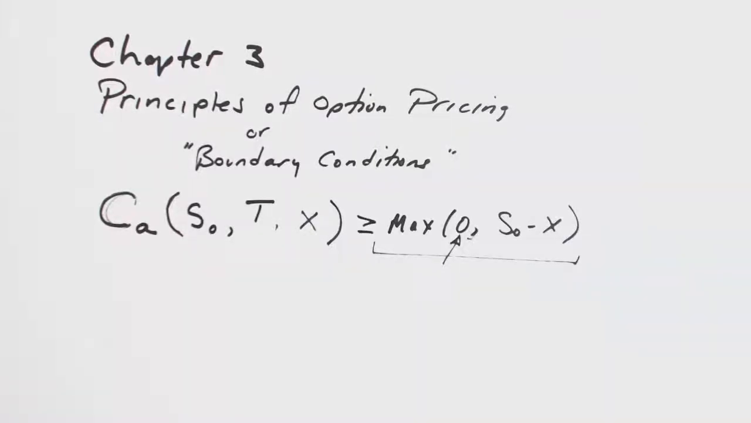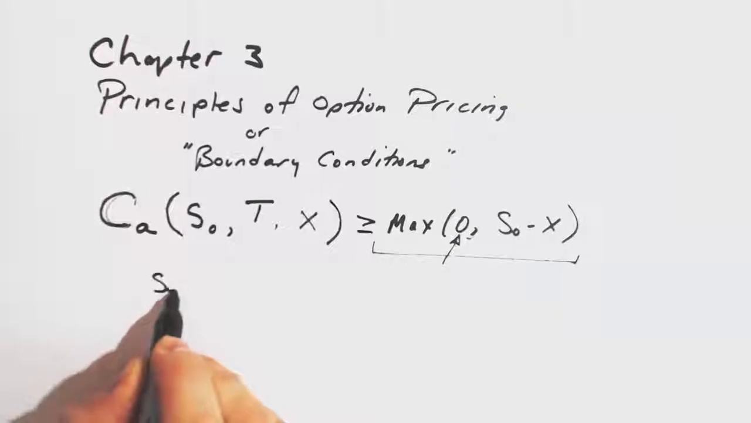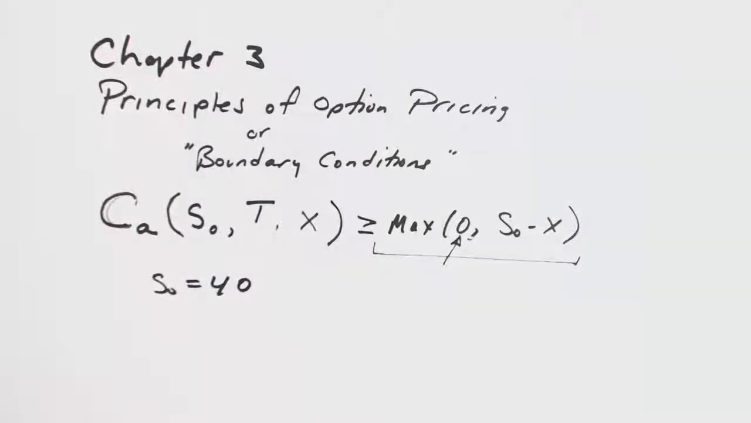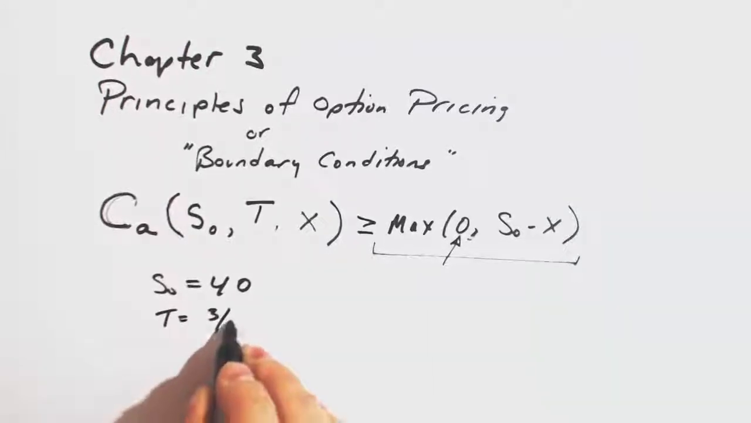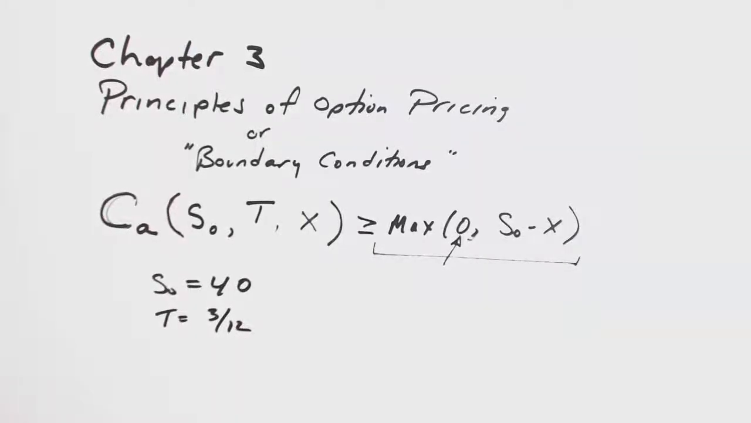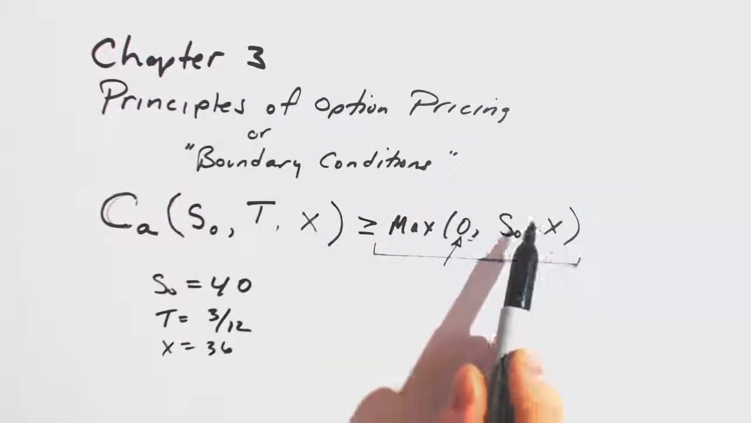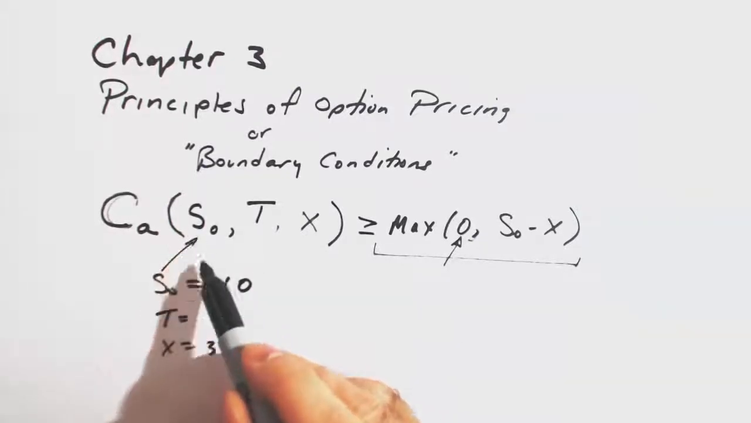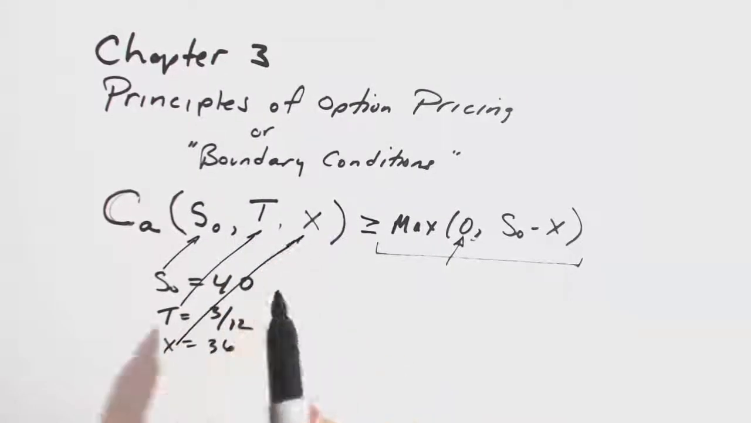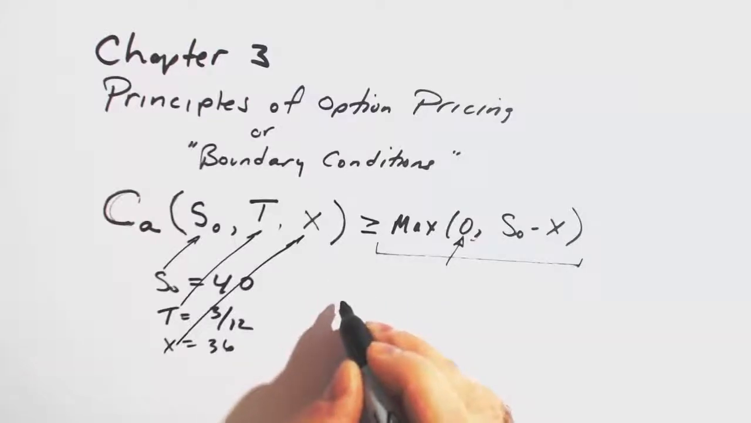Suppose ABC stock trades at $40 a share. I like to write things down as I go through the problem. And you own a 3-month American option, so T is 3/12, a quarter of a year. The strike is 36. What is the call's intrinsic value? What is this component right here? Notice the problem is laying out the information you need to describe a call option.